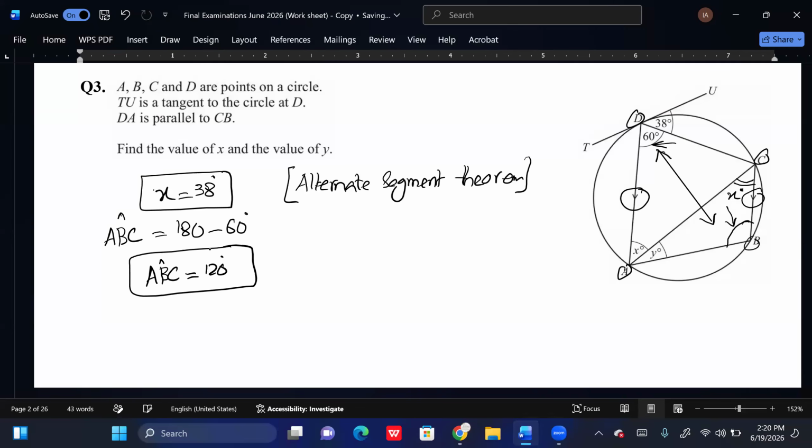This is angle ABC. But we are looking for the angle y. And as you can see, y plus x plus 120 makes altogether 180 because it forms a triangle. Your x is 38.